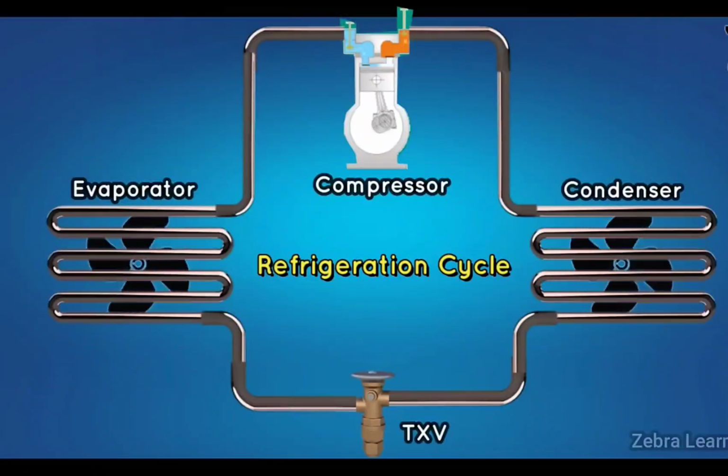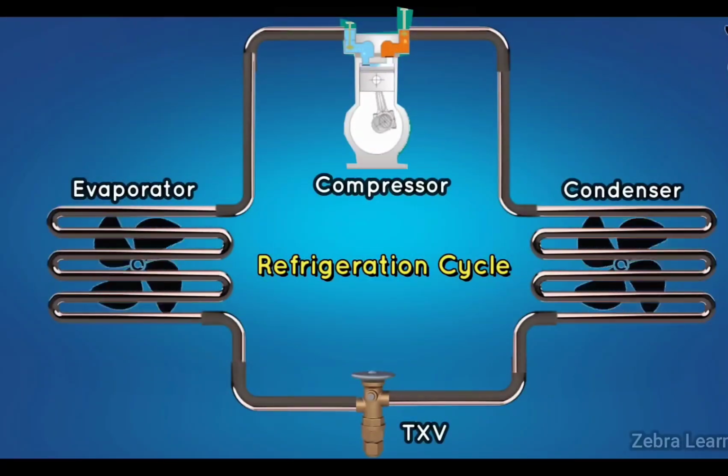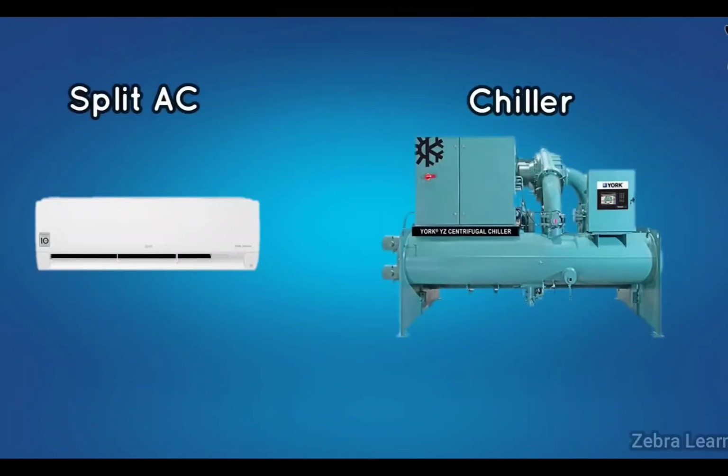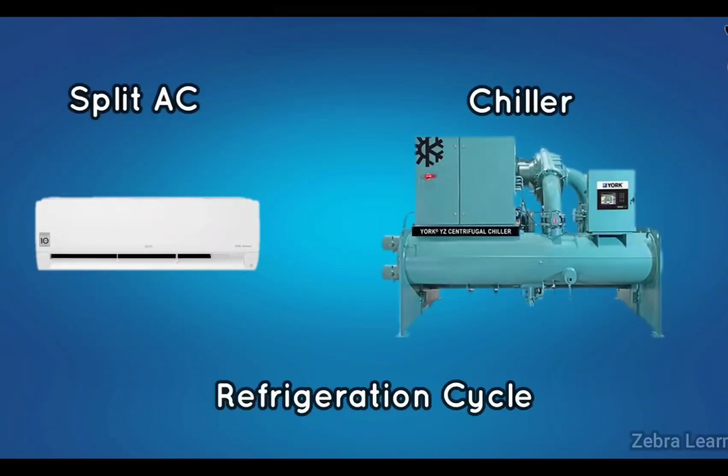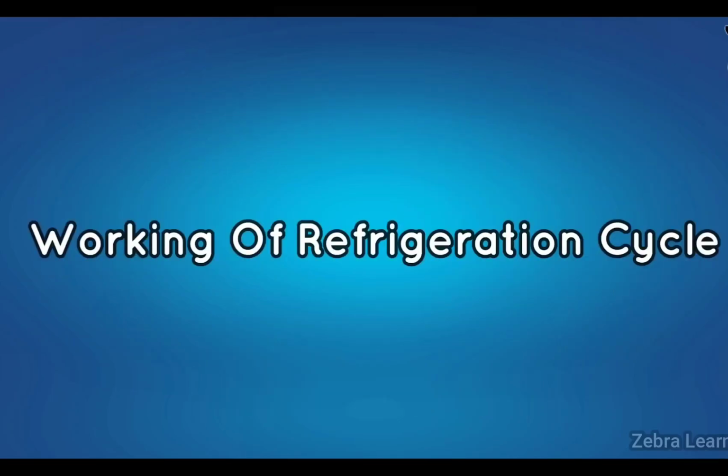Refrigeration cycle. There are many types of AC in HVAC. But any AC works based on this refrigeration cycle. From small 1-ton AC to big chiller, its basis is this refrigeration cycle. Now, let's clearly understand how it works.